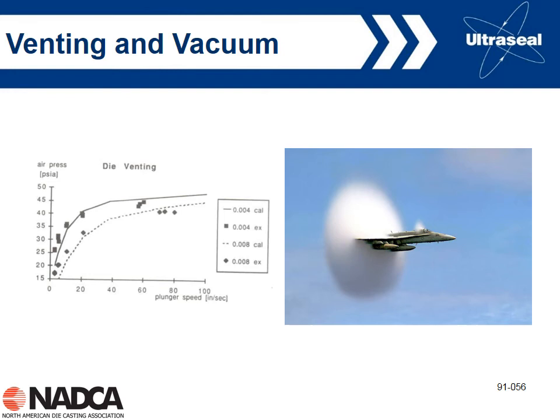We do have to develop pressure to get the air out. That's what's shown here on the left, where we're looking at pressure in the cavity, and it's going to increase with small vents. That's what the data is showing here, looking at different sizes of venting. And we don't really want to develop high pressure. We want the air to be able to escape easily out of the cavity so we don't trap it in the casting and produce porosity.